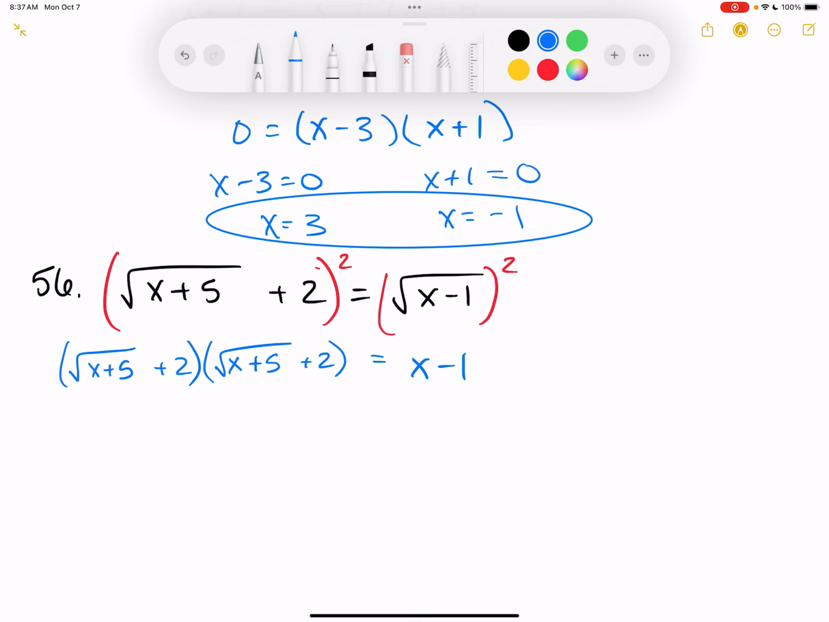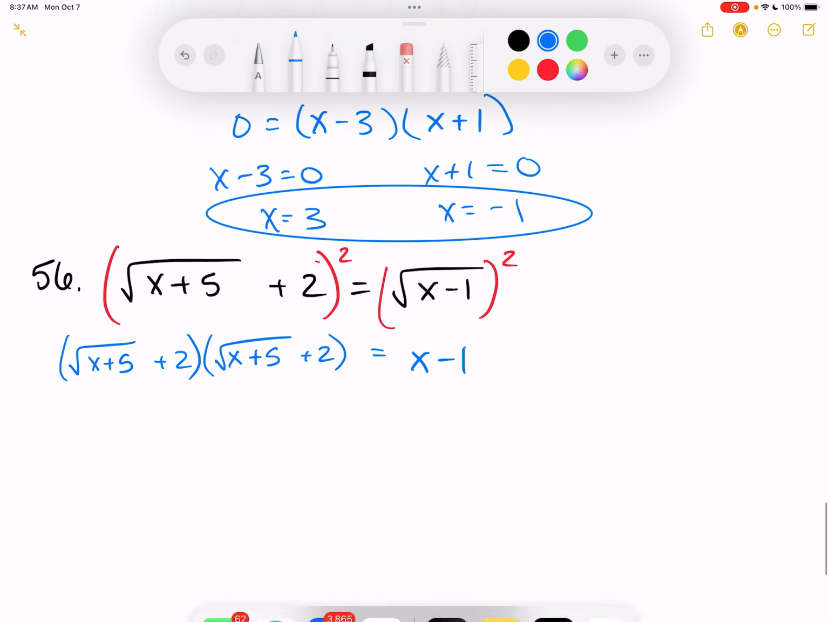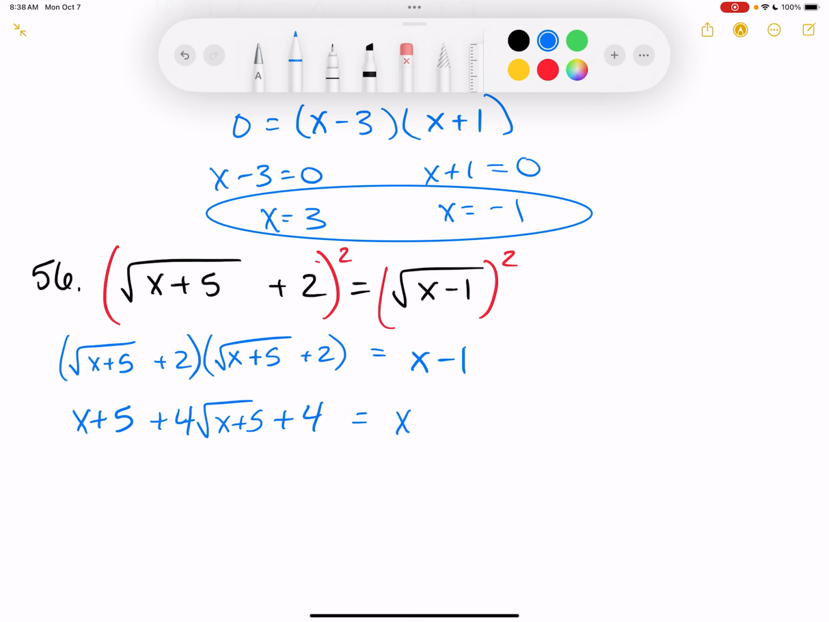So first terms, when I multiply the square root of x plus 5 times the square root of x plus 5, that's literally just saying the square root of x plus 5 squared, which would just be x plus 5. So that's the first part. And then I've got 2 times the square root of x plus 5 plus 2 times the square root of x plus 5. So that's going to be 4 times the square root of x plus 5. And then finally, 2 times 2 is 4, so plus 4 equals x minus 1.